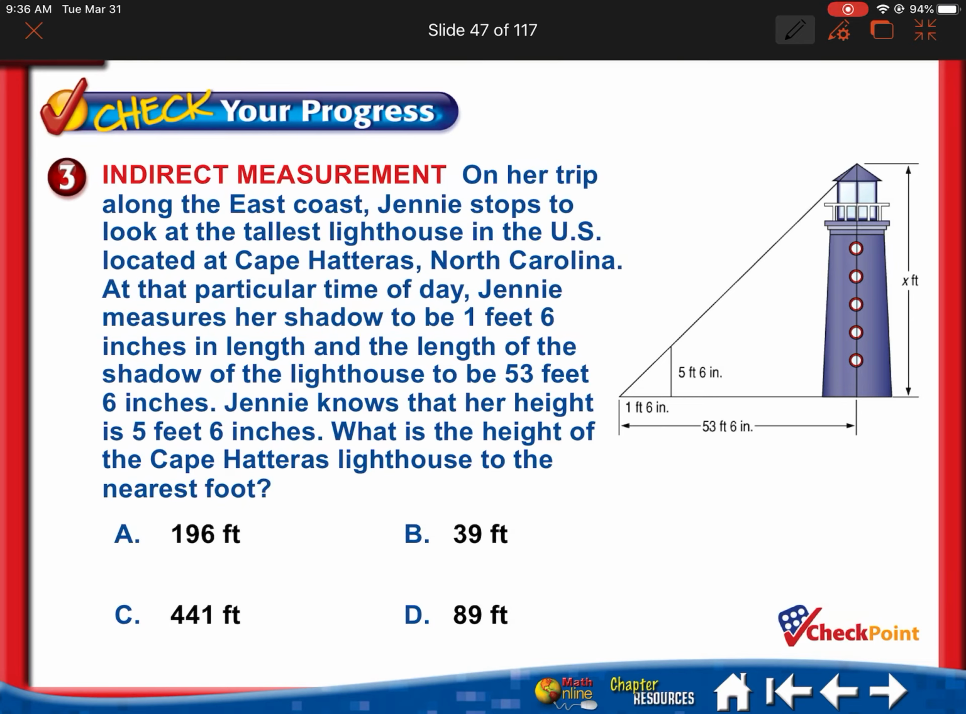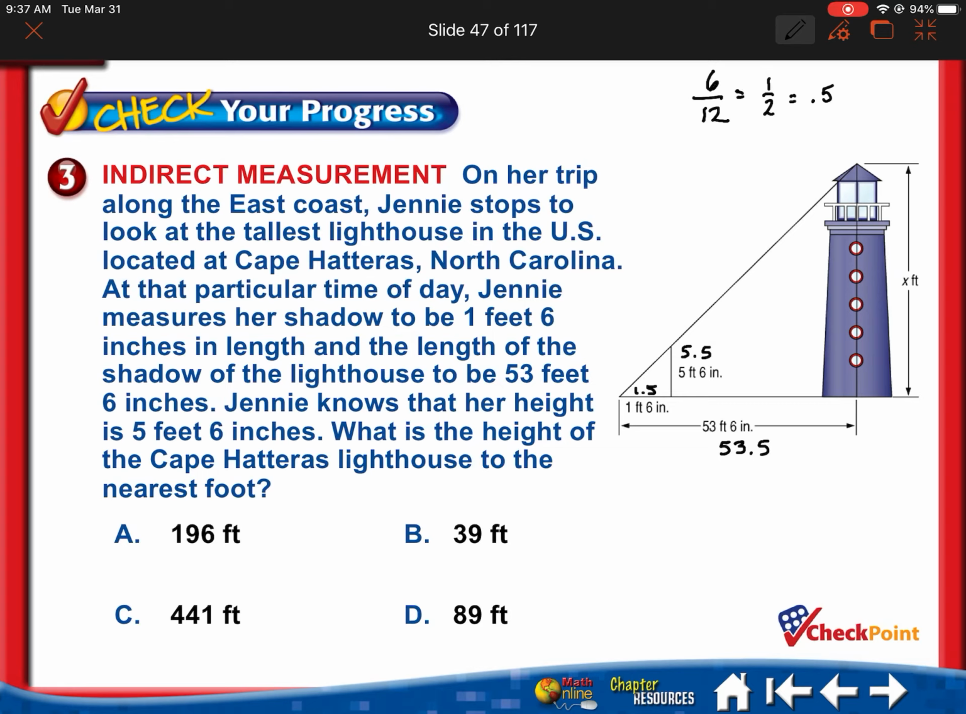All right, so 5 feet 6 inches. Remember, that's 6 inches. It's 6 inches out of 12 inches. So we can't just say 5.6. 6 out of 12 is 1/2, and 1/2 as a decimal is 0.5. So if you convert everything, that means this height is going to be 5.5. Oh, everything's 6 inches. So 53 feet 6 inches is 53.5, and 1 foot 6 inches is 1.5.